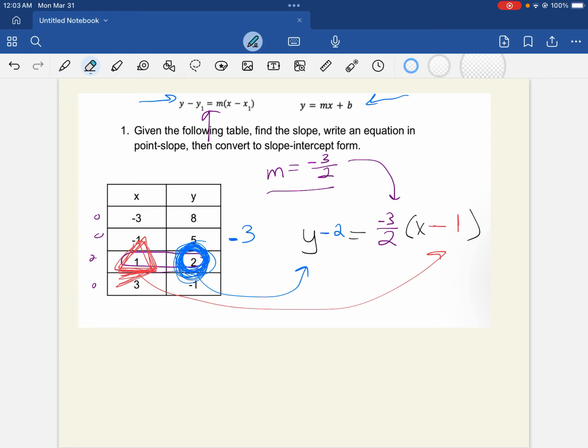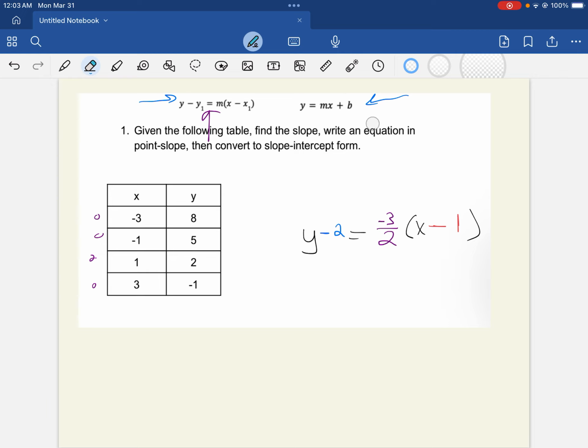Okay, here is me writing the equation. However, this is only part of it. I now need to convert from point slope to slope intercept. And how I'm going to do that is I am going to distribute this -3/2, and then I'm going to move that 2 over to the other side of the equation.